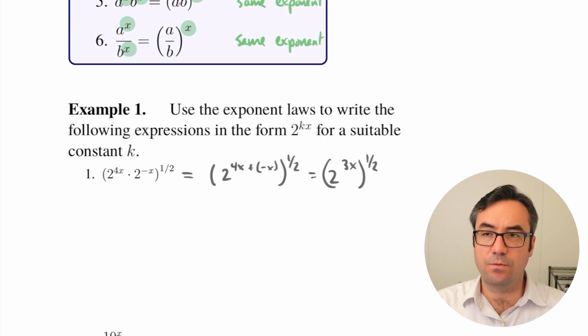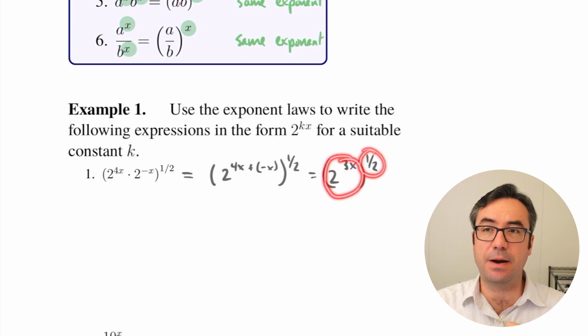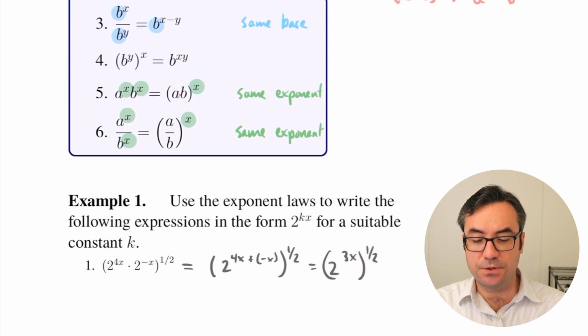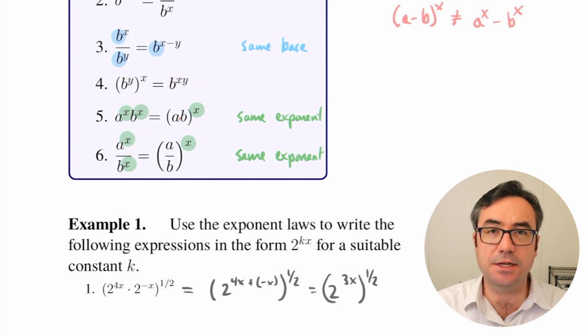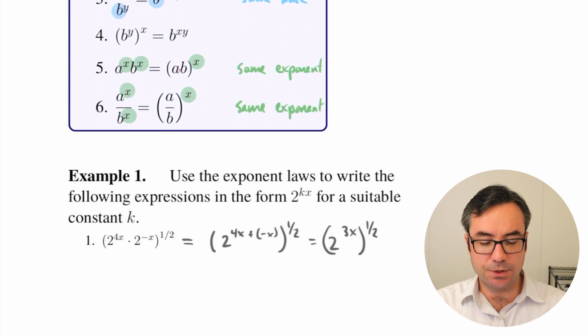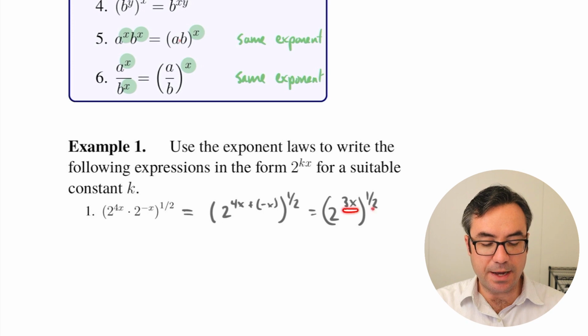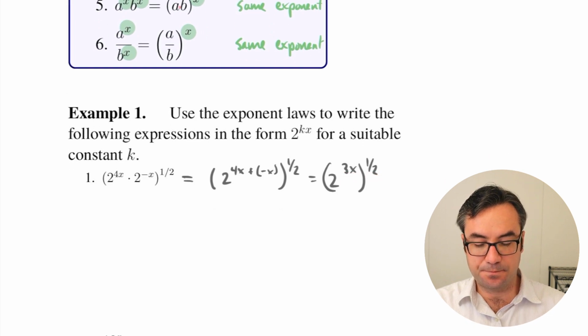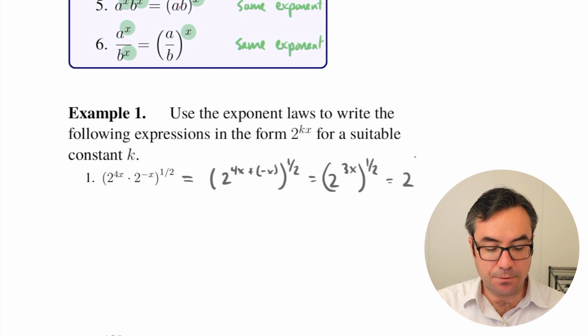And then, well, where do we stand now? We have 2 raised to a power 3x, and then that whole thing getting raised to the power 1/2. So we have multiple exponents. So the next property we can use is our multiple exponents property that says, just multiply the exponents. So we're just going to multiply the 3x with the 1/2. And that gives us 2 raised to the 3/2 power times x.